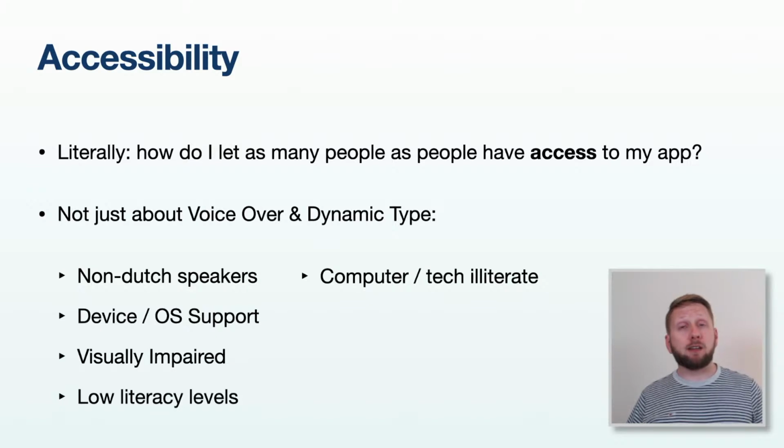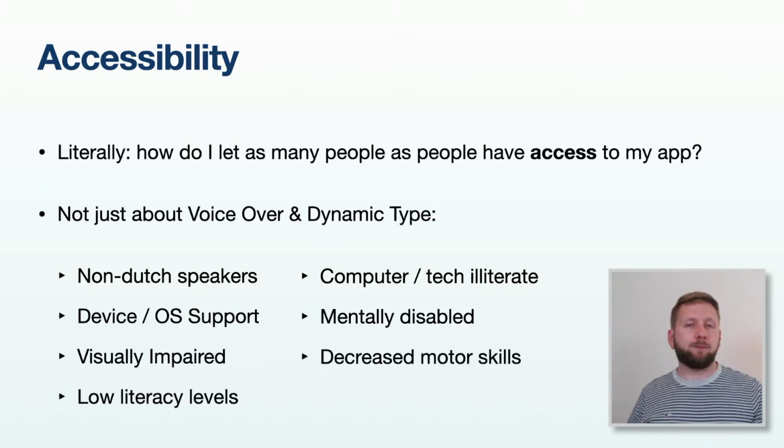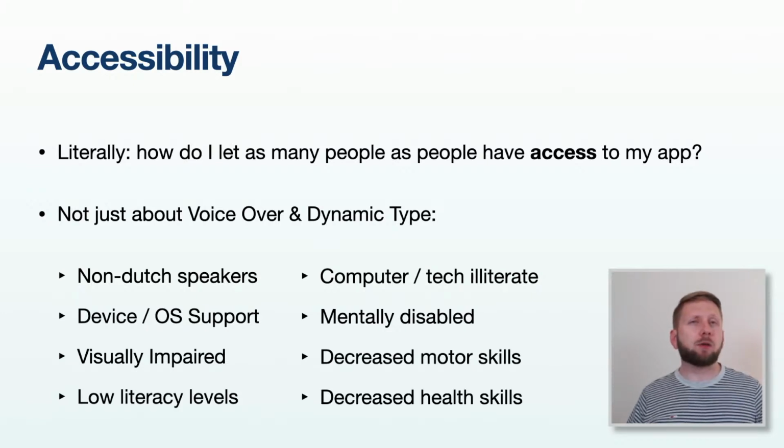Then you have people who can have a great vocabulary but are just not very tech literate. So people who have problems using a phone in general or a computer. Mentally disabled people, of course, that comes back into keeping the app simple. Then you have people who have decreased motor skills, people who might not be able to click very small things on the screen, or might have like Parkinson's disease where you're shaking and where it's harder to use a phone or an app that's not built for that. And then finally we have something called health skills, and I'll go into that right now.